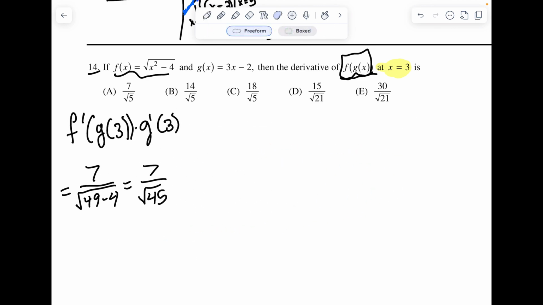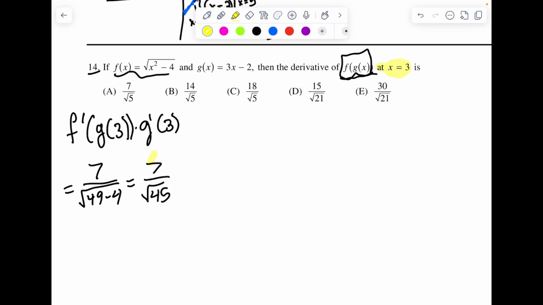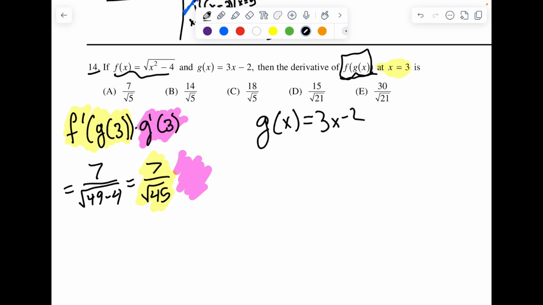Now think about what I just did, knowing the chain rule formula. What I essentially did right now, this 7 over square root of 45, is essentially the f prime of g of 3. But for the chain rule to work, we still need to get g prime of 3 and multiply it by 7 over the square root of 45. And that's quite easy to do. We know that g of x is equal to 3x minus 2. And the derivative of g of x is g prime of x, or just 3. So what we're going to do is multiply this function by 3.